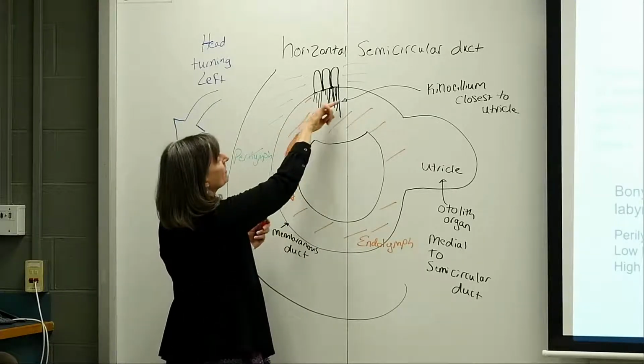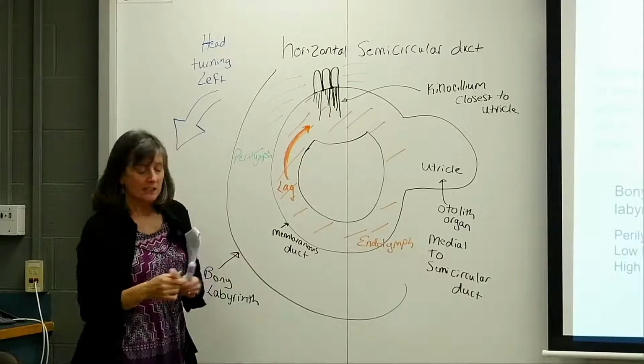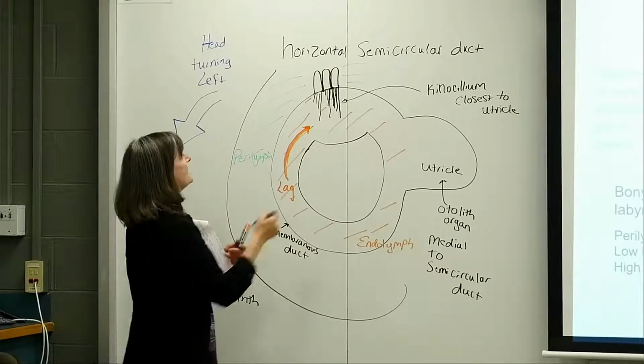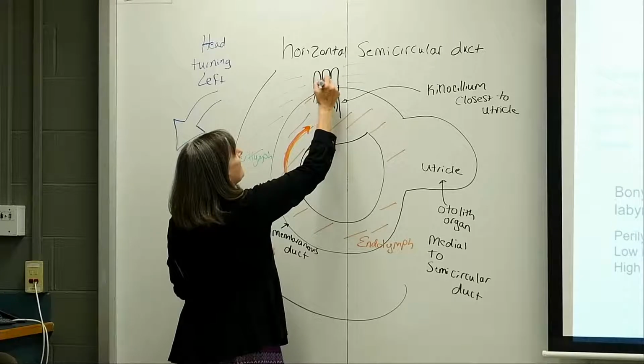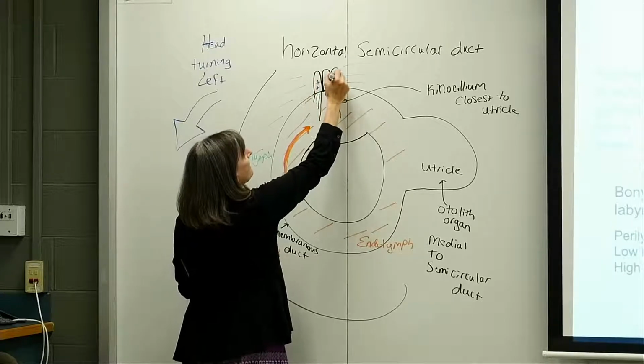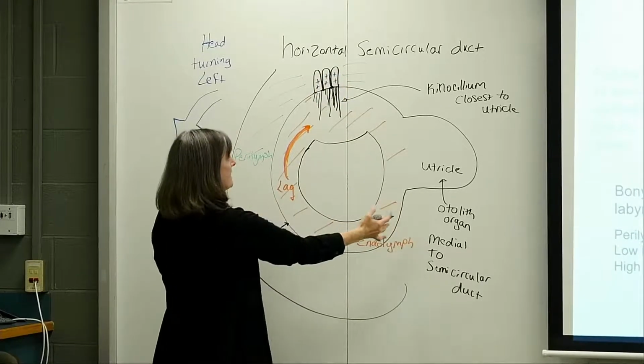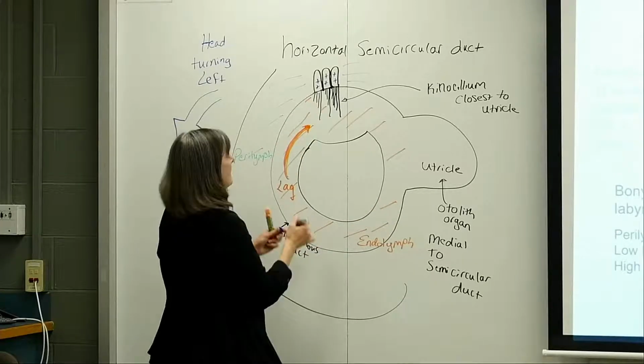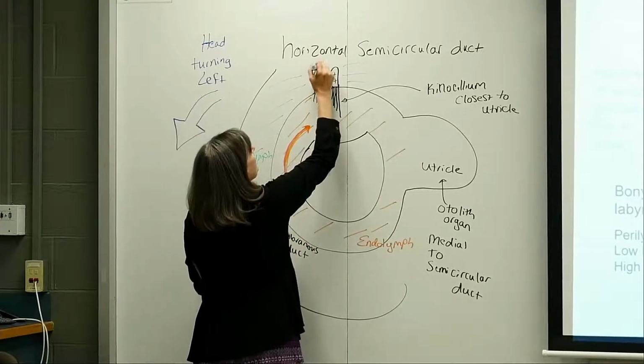That's going to push these hair bundles towards the tallest stereocilium. That's going to result in depolarization of these hair cells in this left semicircular horizontal duct. That's going to result in an increase of glutamate.